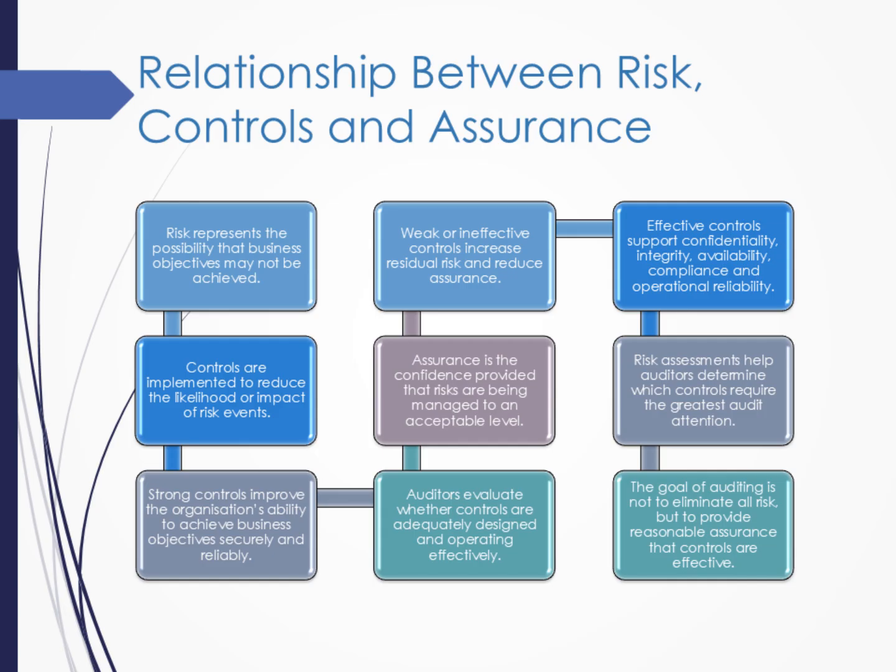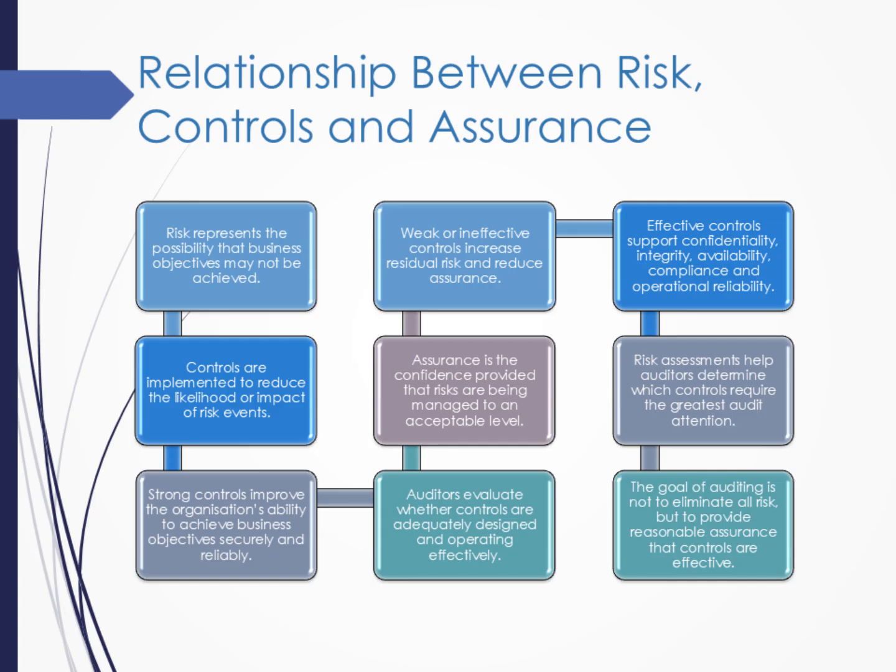These controls may be preventive, detective, corrective, administrative, technical, or operational in nature. When controls are strong and operating effectively, they improve the organization's ability to achieve business objectives securely, reliably, and in compliance with legal and regulatory requirements. Effective controls also support confidentiality, integrity, availability, operational reliability, and overall governance.